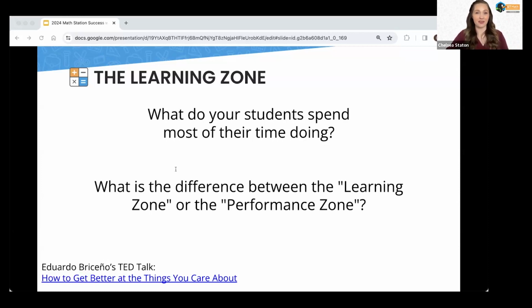Students should be spending most of their station time working in the learning zone. The stakes should be low, mistakes should be expected. We're going to use those mistakes to learn and adjust. Sounds a lot like ST Math. So working in the learning zone at stations is so important, getting frequent feedback with repetition.